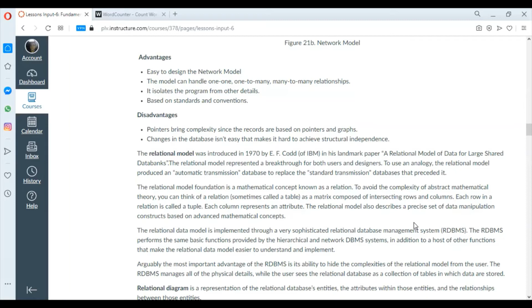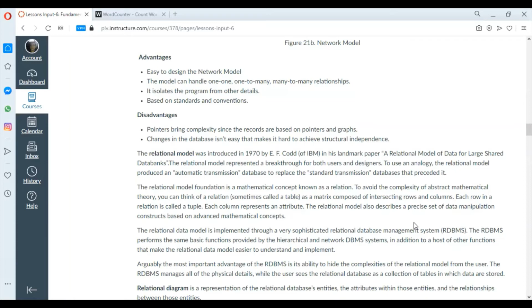The relational model was introduced in 1970 by E.F. Codd of IBM in his landmark paper, A Relational Model of Data for Large Shared Data Banks. The relational model represented a breakthrough for both users and designers. To use an analogy, the relational model produced an automatic transmission database to replace the standard transmission databases that preceded it. The relational model's foundation is a mathematical concept known as a relation.